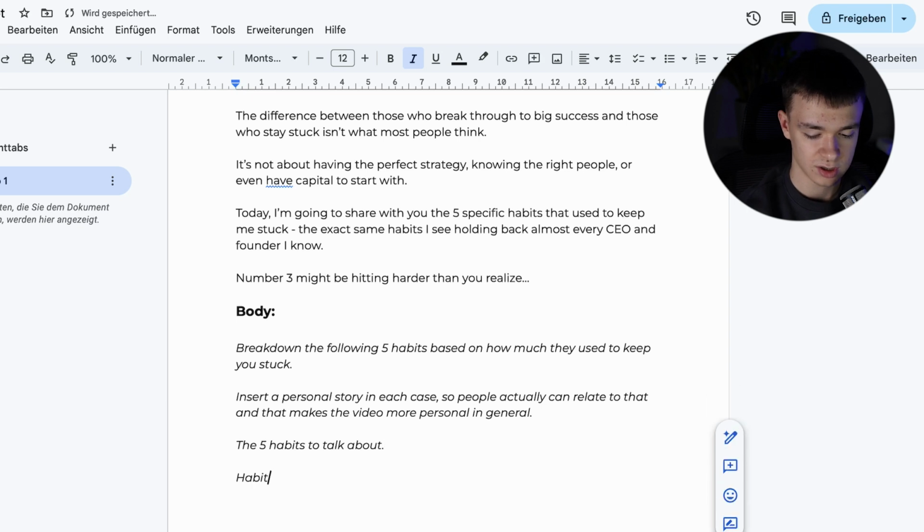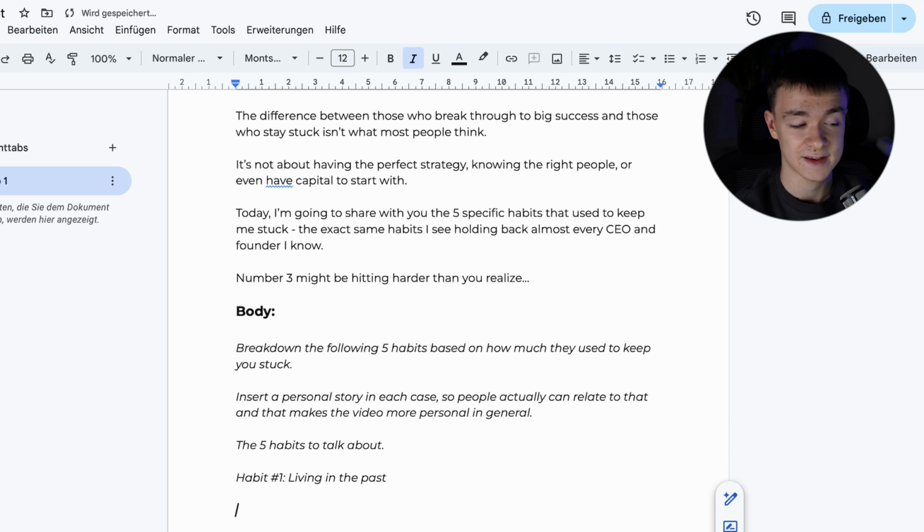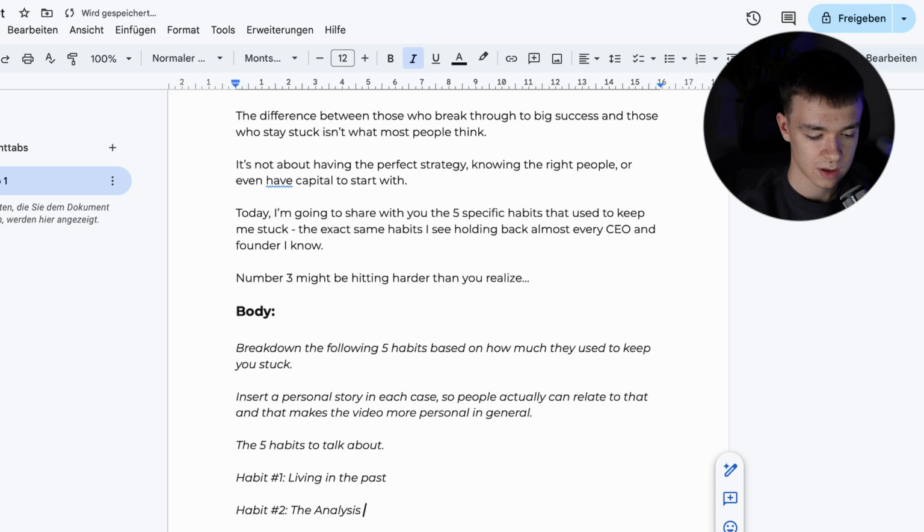Now we basically just say habit number 1. I already did the research, so I have the habits ready. Habit number 1 is living in the past. So just focusing on the past and not focusing on the present moment or the future. Then we have habit number 2, and habit number 2 is the analysis paralysis trap. So we write that down. And then we have habit number 3, which is, let me check real quick, the perfectionism prison.